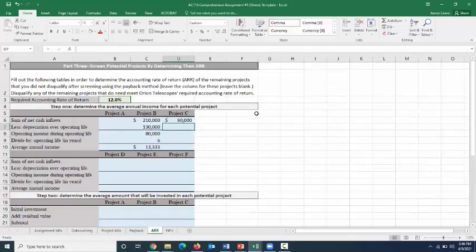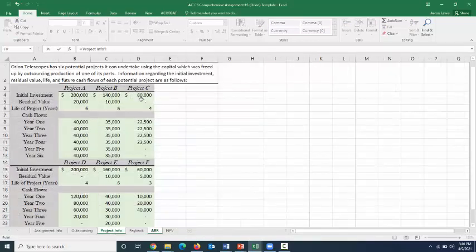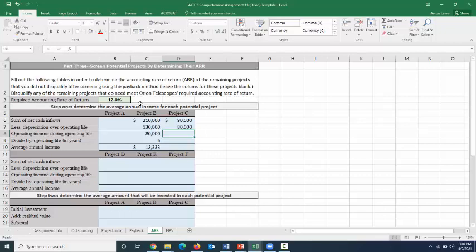We need to subtract the depreciation over its operating life, which we can find on our project info tab by taking the difference between our initial investment, what we're going to have to pay on day 1, and any residual that we have at the end of the project's life. Well, project C does not have a residual value, which means we are going to record depreciation for the entire $80,000 initial investment in that particular project.